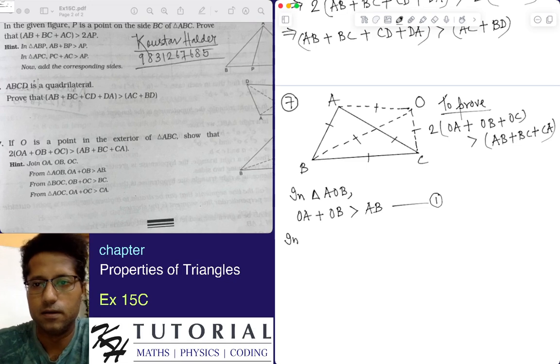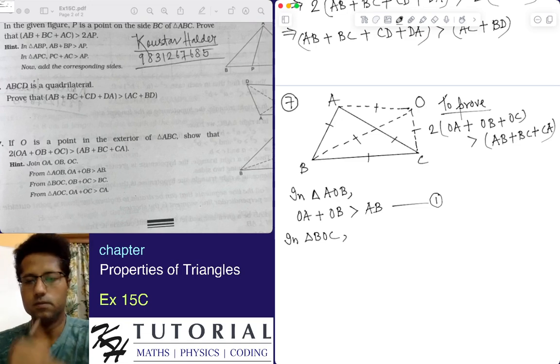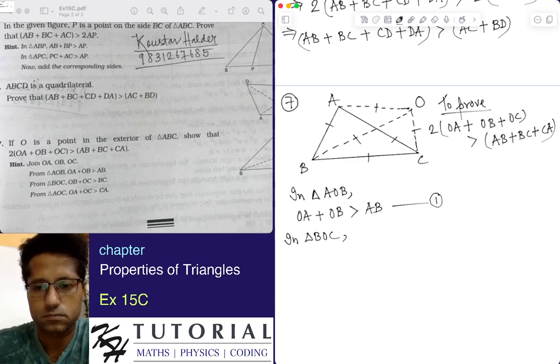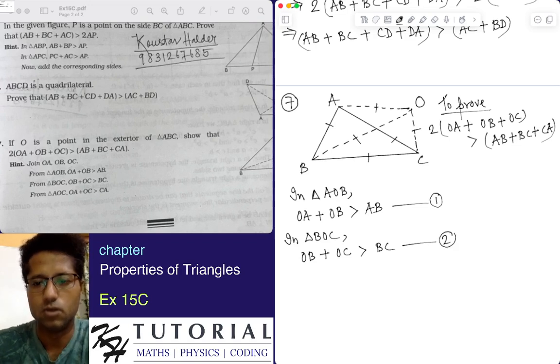In triangle BOC, we have OB plus OC greater than the third side, that is BC. Let this be inequality 2.